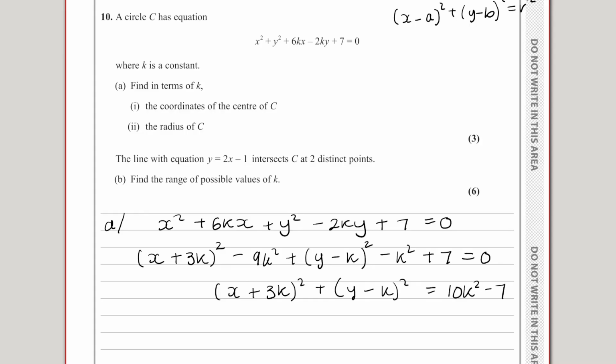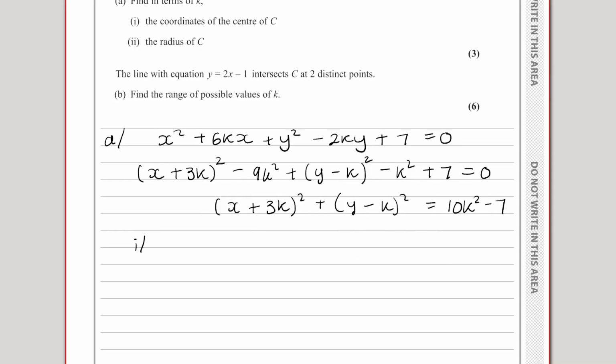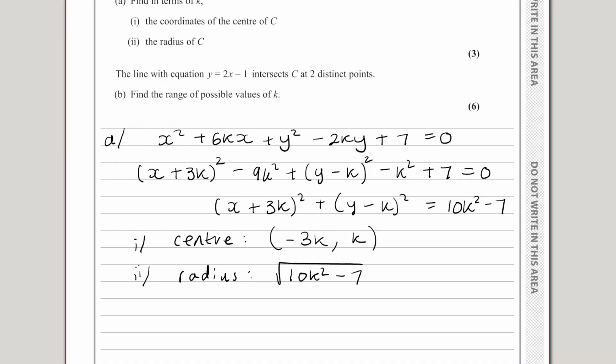So it's in the form x minus a squared plus y minus b squared equals r squared. So now we can just write down the centre and the radius. So the centre is what makes the first bracket 0. X has to be minus 3k. What makes the second bracket 0? That's k. And the radius is going to be the square root of r squared. So the square root of 10k squared minus 7.